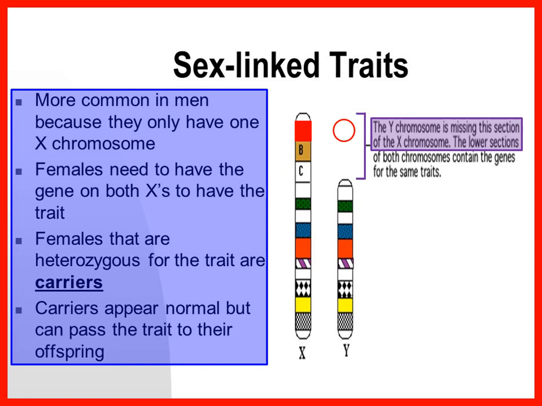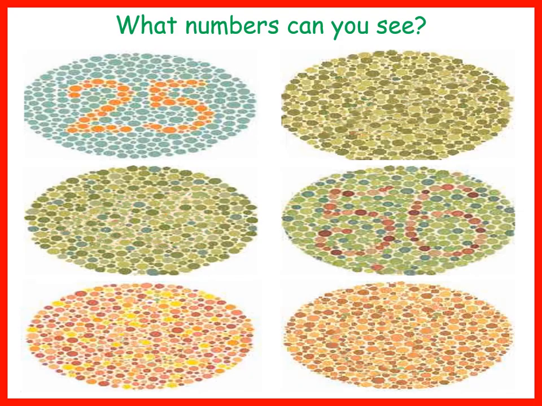However, females can be carriers and pass on the faulty allele if they do have one. They would express the dominant, healthy allele, but the faulty allele would still have a 50% chance of being passed on to their offspring. So they can be carriers.